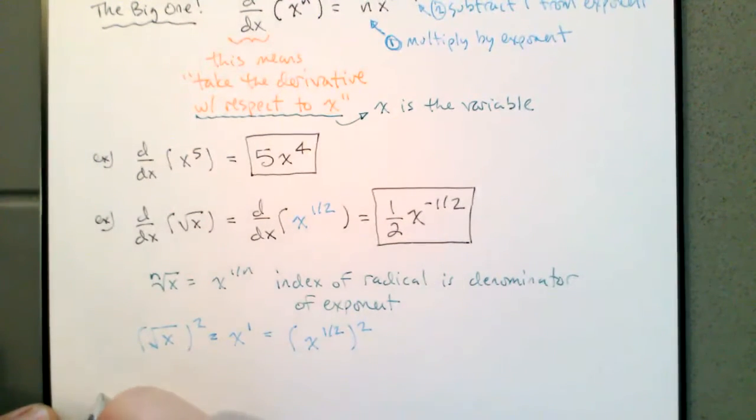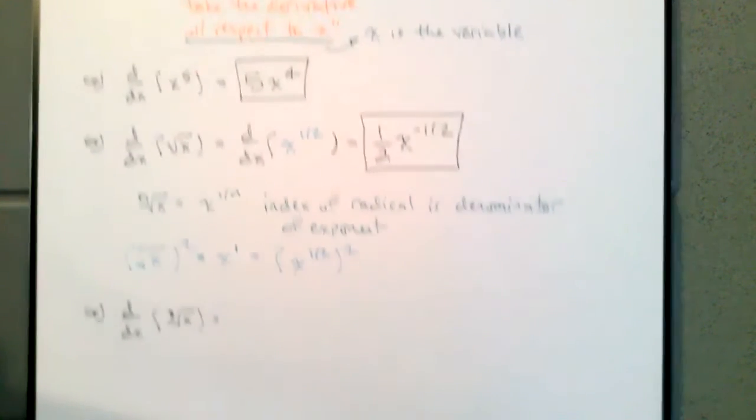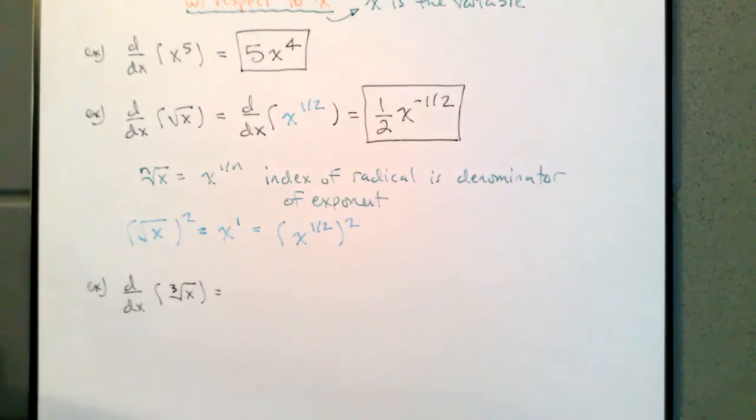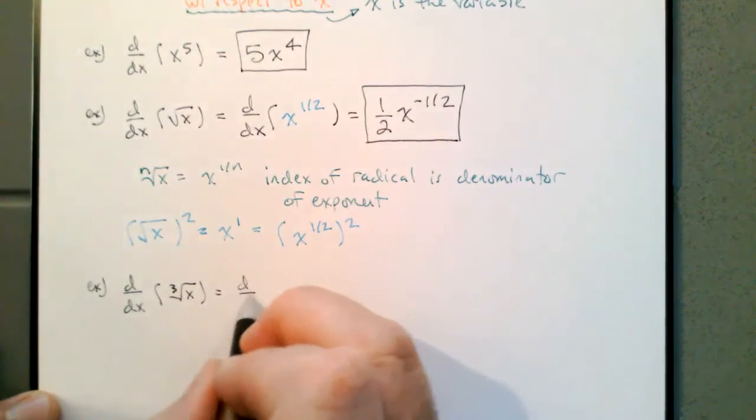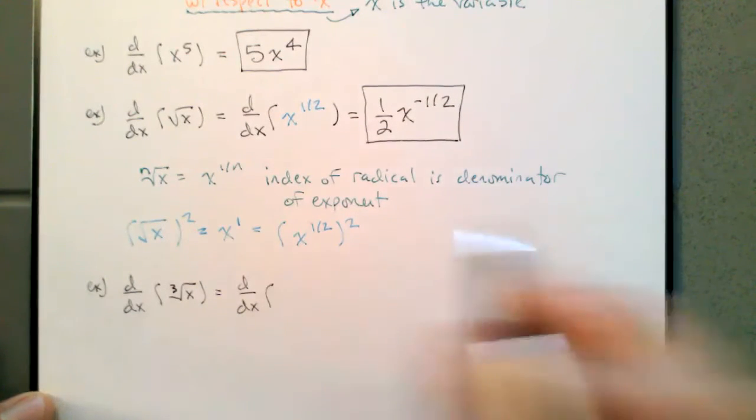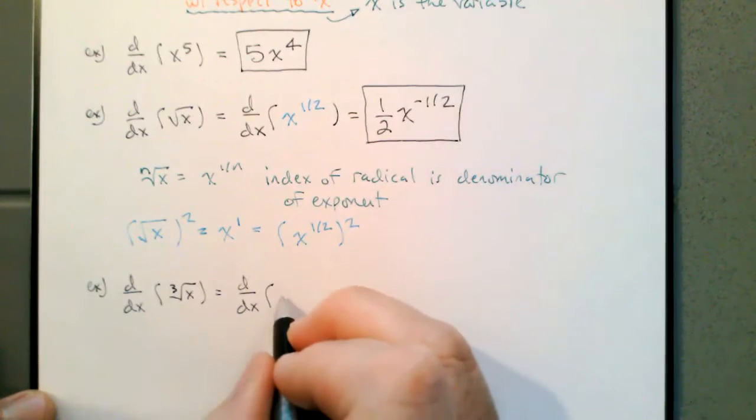So if I have, for example, the derivative of the cube root of x, the index of the radical is a 3, so this is the derivative of x to the 1/3 power.